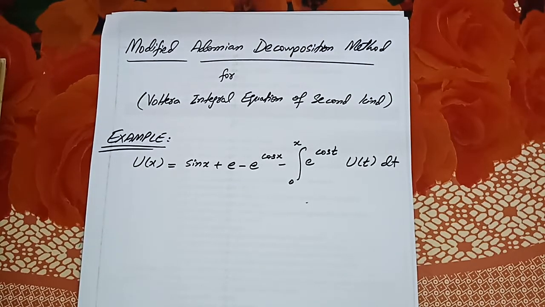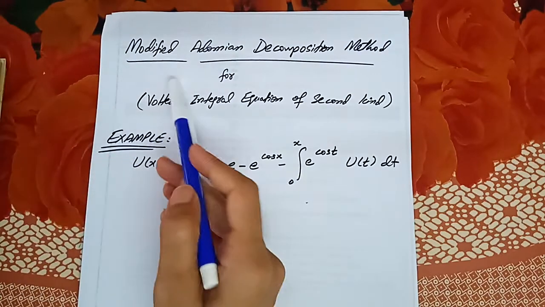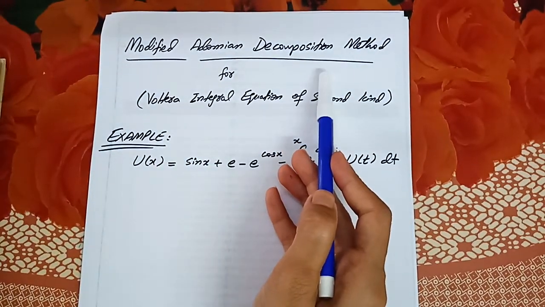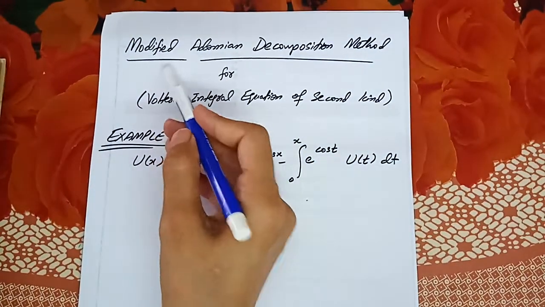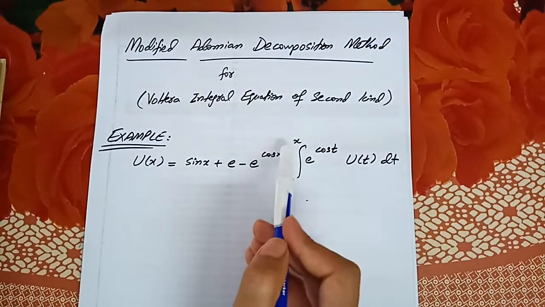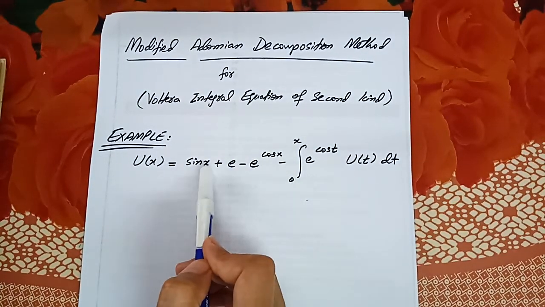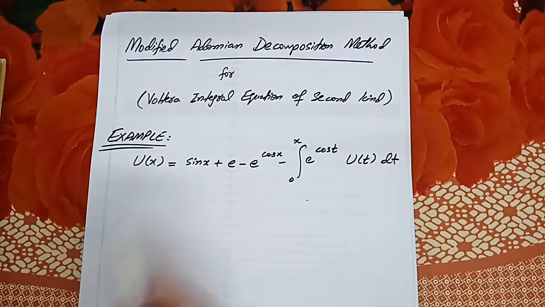Hello students, we are solving the Volterra integral equation of the second kind using the modified Adomian decomposition method. Previously we did Volterra and Fredholm both by using the simple Adomian decomposition method. Right now we have moved on to the modified Adomian decomposition method. There is just a slight difference between the modified and simple Adomian method, just a choice of function. That will be explained during the example.